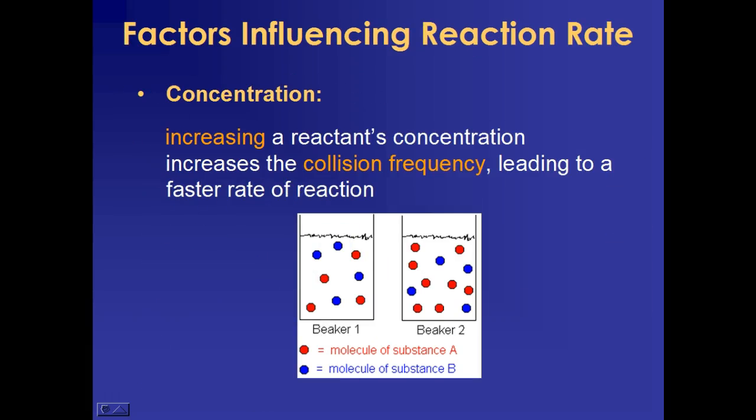So there's 4 factors I'm going to talk about that can influence the rate of a reaction. First one we're going to look at is concentration: as the concentration of a reactant increases, there are more molecules present. If you look at the pictures below, you can see beaker 2 has more molecules of substance A than did beaker 1. It has roughly twice the amount. That's going to increase the likelihood that substance A and substance B are going to interact with each other, collide more often, and that should help to speed up your reaction.